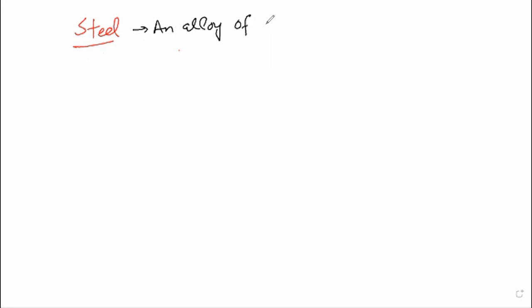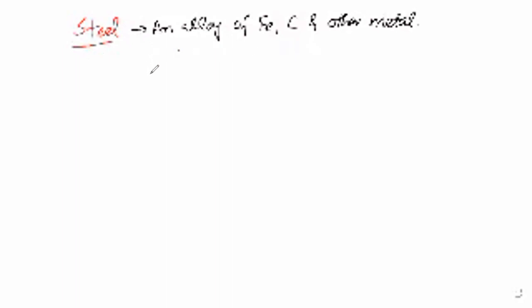So, what is steel? Steel is actually an alloy of iron, carbon, and other metals, which can be nickel, chromium, etc. The iron which we get from the blast furnace, what do we call it? Iron from the blast furnace is called pig iron.